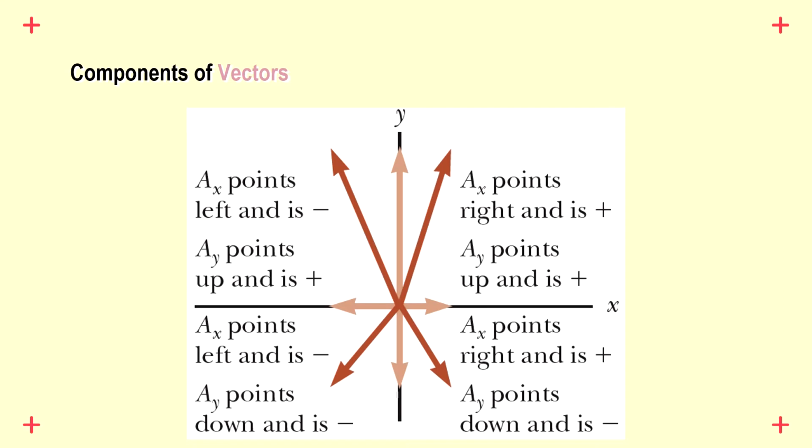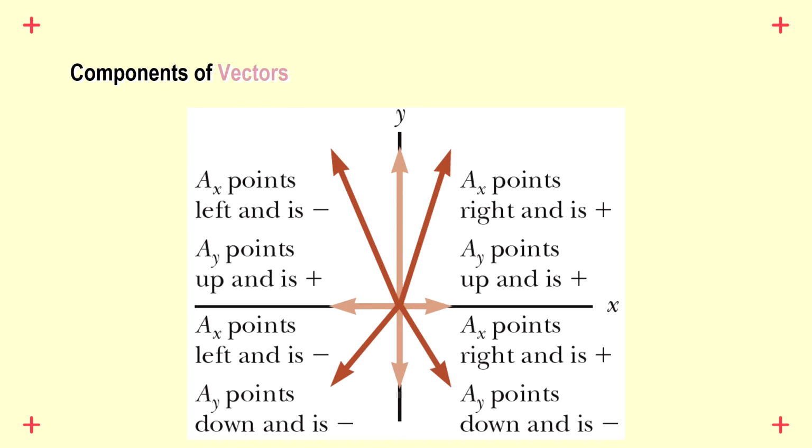So if ax points left and is negative, and ay points up and is positive, then the vector is at the second quadrant of the Cartesian plane. If ax points left and is negative, and ay points down and is negative, it is in the third quadrant. And if ax points right and is positive, and ay points down and is negative, then it is at the fourth quadrant of the Cartesian plane.